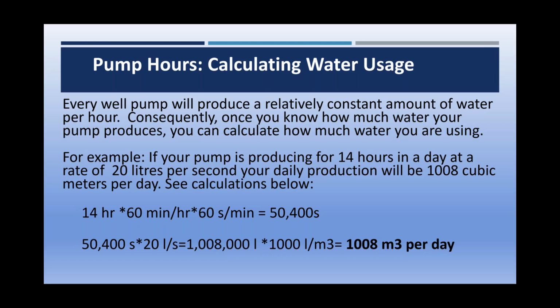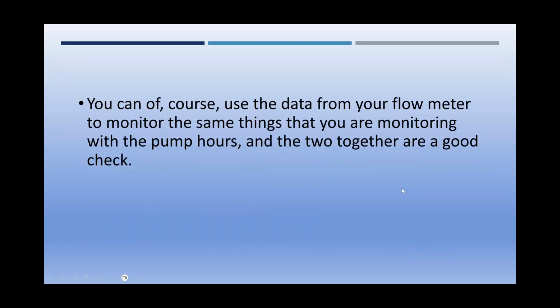If you're pumping into a community without a reservoir, like a very small community where you just have a small number of houses and you've got a pressure tank, that's going to be a bit more difficult to monitor, but it should still be reasonably consistent, because your pressure is usually just changing from, say, 40 to 60 psi back and forth. So generally speaking, you're still going to end up with pretty much the same consistent numbers. And of course, you can use the data from your flow meter to monitor the same things that you're monitoring with your pump hours, but the two are a very good check on each other.